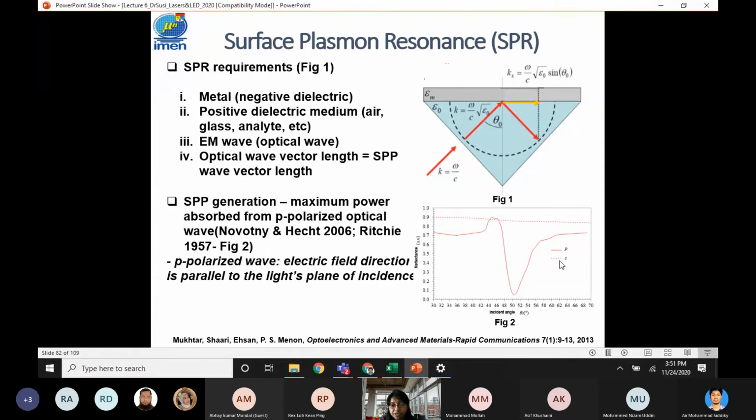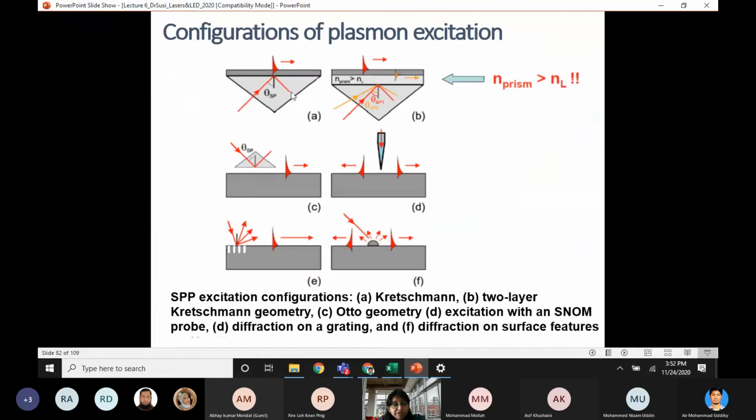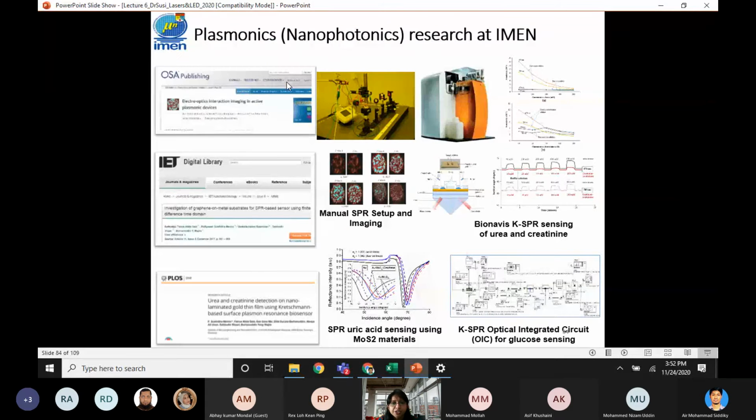Okay, it cannot occur for the s-polarized light. This is just because the electric field direction is parallel to the light's plane of incidence. Okay. So there are many different types of configuration. You can have a Kretschmann, two-layer Kretschmann, Otto, and so forth. But in my work, I'm using mainly the Kretschmann configuration.